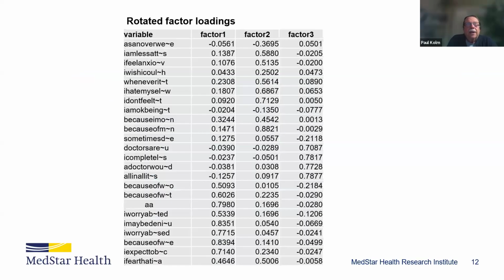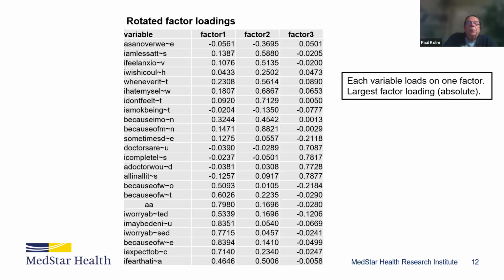I'm not sure, like the first one is some sort of rating, so as an overweight person, and I don't recall what it is after that. But anyway, this is from a set of data where we had over 250 participants. And so here's the 3 factors and the factor loadings of each variable on each factor. And so when we've rotated it, then each variable will load on one particular factor. And when we talk about factor loading, we're talking about the absolute value.